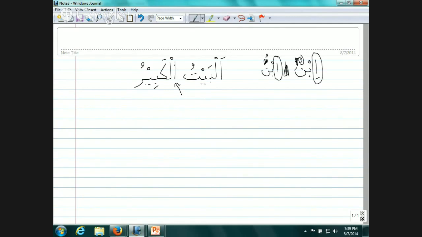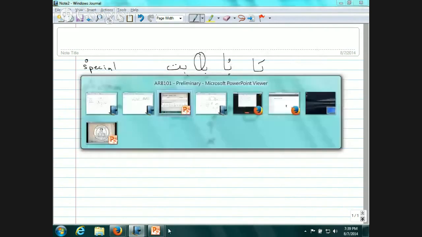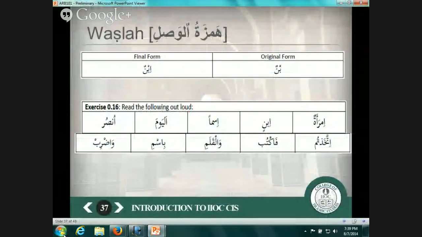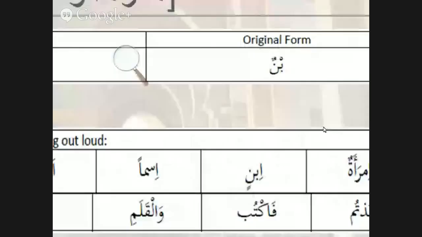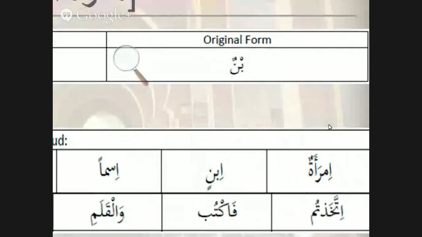But let's take a look at some examples. So here's the homework examples from that. Let me magnify this again for you. So I'm going to go over some of these with you. It's quite simple. So let's just read. All right. So that's a hamzatul wasl. I give you the vowel that's on it. You don't need to try to connect it or anything. So in this example, we're going to read imra'atun. Right? Imra'atun. Okay.